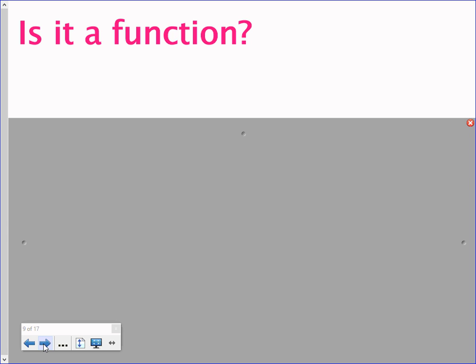Let me change my question. What is a function? And number 2, how can you tell if something's a function if you have a picture of its graph? What is a function? How can you tell something's a function when you have a picture of its graph? 20, 30 seconds. Go.